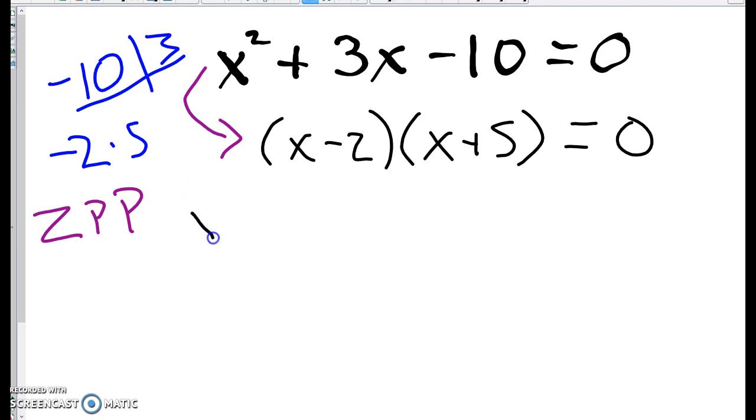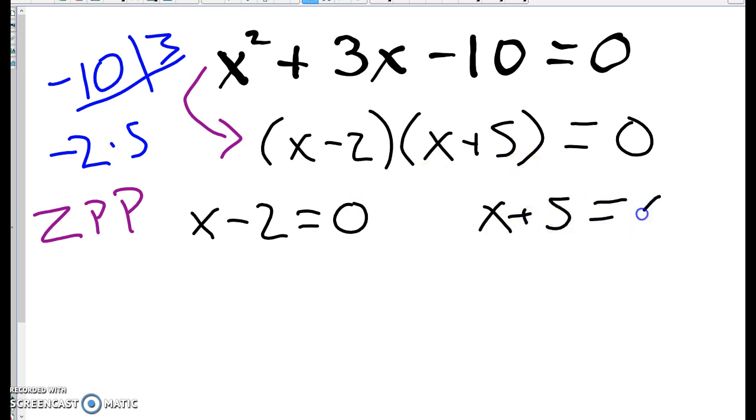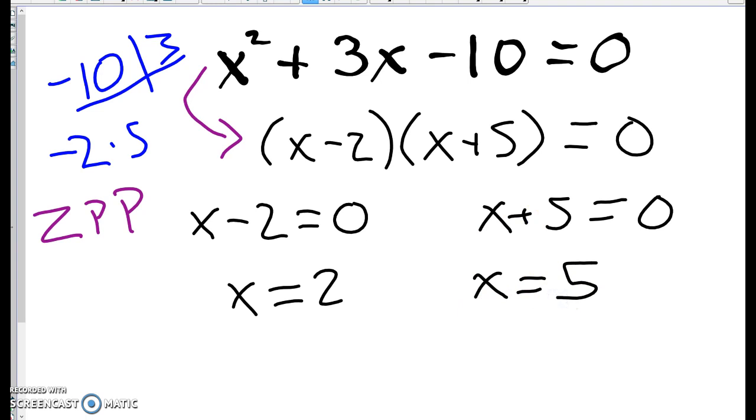So we're able to then split this up and find that we have either x minus 2 equals 0 or x plus 5 equals 0. Both of those equations can then just be solved. Add 2 to both sides and you get x equals 2. Subtract 5 from both sides and you get x equals -5. Okay? And again, those are both the solutions. You have two solutions to this equation.